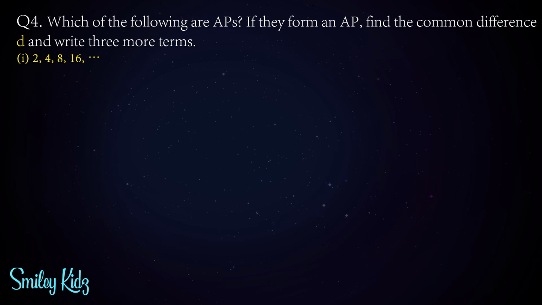Now, moving on to the fourth question. Which of the following are APs? If they form an AP, find the common difference D and write 3 more terms. Here we have the first sub-question, which says 2, 4, 8, 16. Now, for any sequence to be AP, the common difference must be the same, or equal.